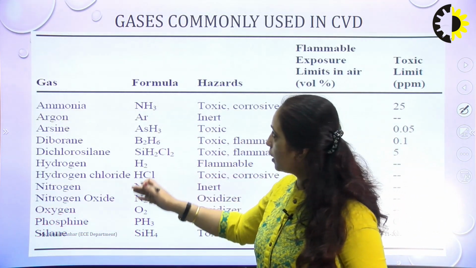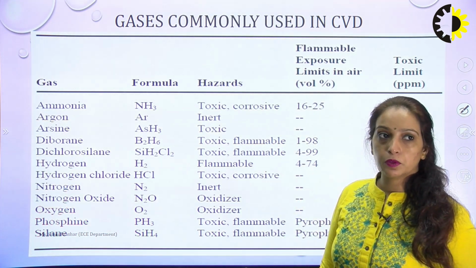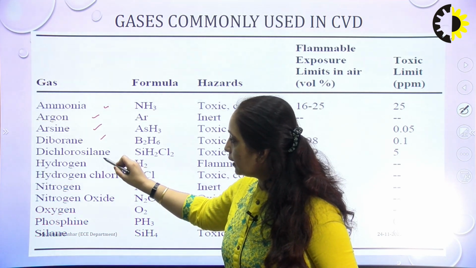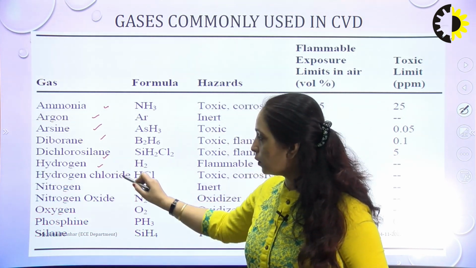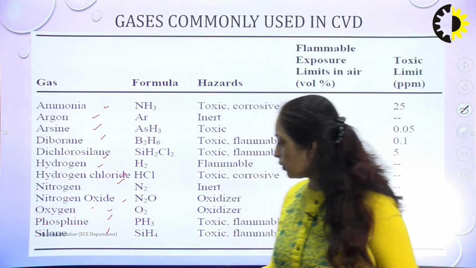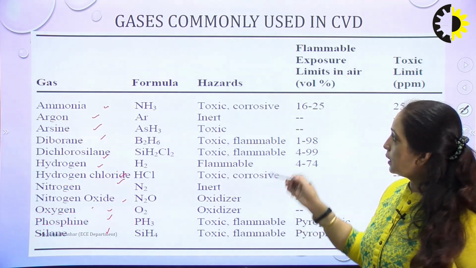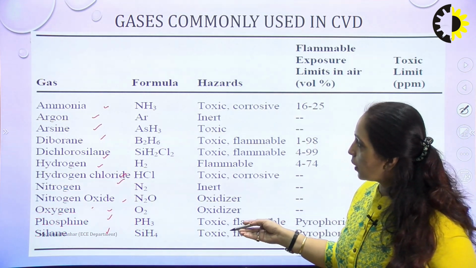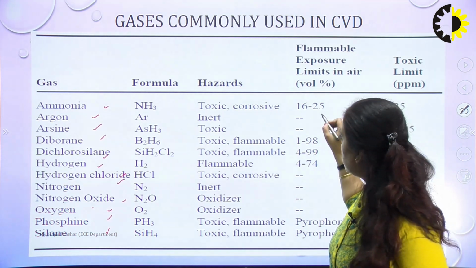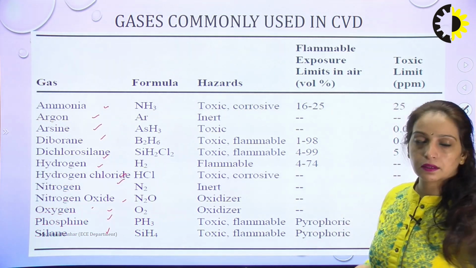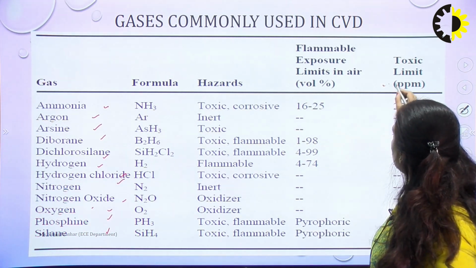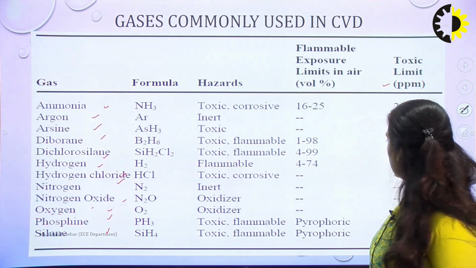These are the gases which we are going to have in the deposition process: ammonia, argon, arsenide, dibromine, disilane, hydrogen chloride, nitrogen oxide, phosphine, silane. Oxygen, we know that it is very oxidizing. So these are the hazards we are going to have with these gases, and we have some limits. Beyond that limit, the exposure to these gases is not acceptable, and the toxic limit in parts per million is given in the table.